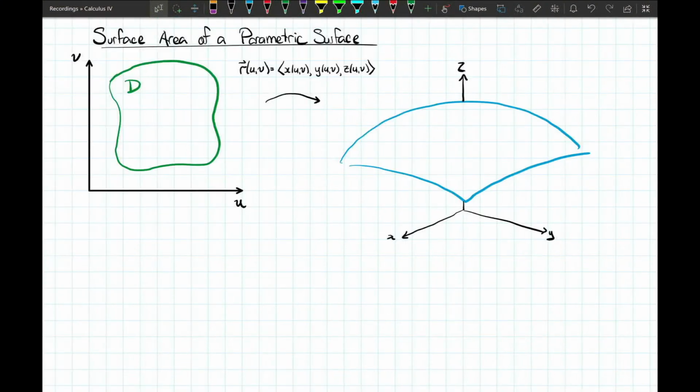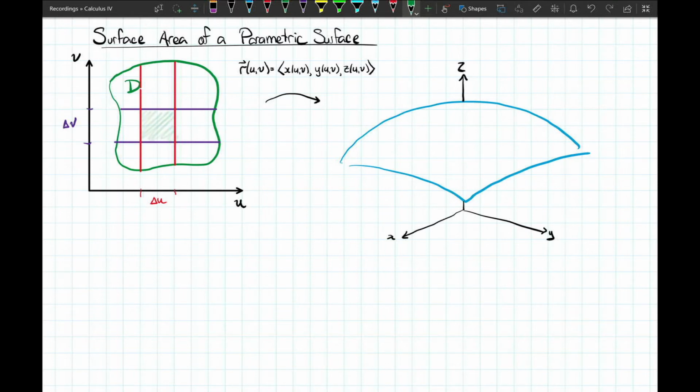All right, well, in order to start thinking about surface area, let's go back a little bit here. Remember that the parameter domain is really just a plane area. It lies on the UV plane. It's pretty easy to find the area of that using a double integral. We would just divide that region up into rectangles with a width of delta U and a height of delta V. Now let's take that idea and take each of these little rectangles and map that onto the surface.